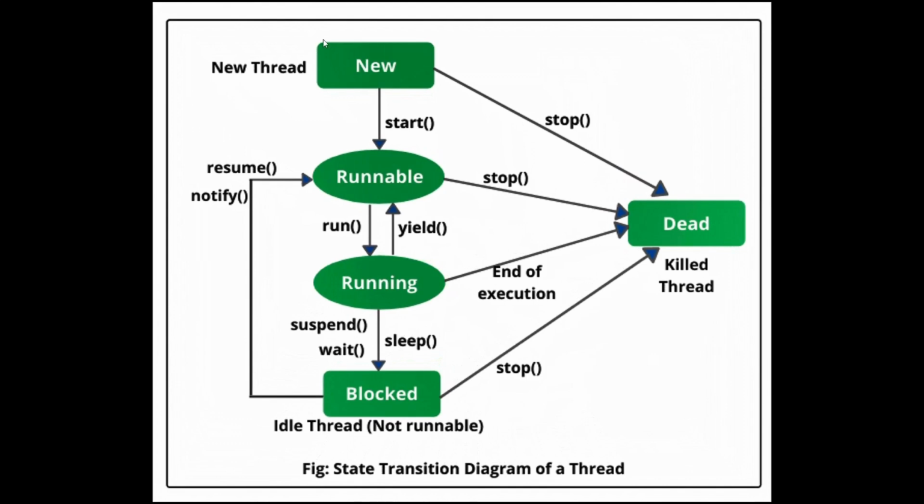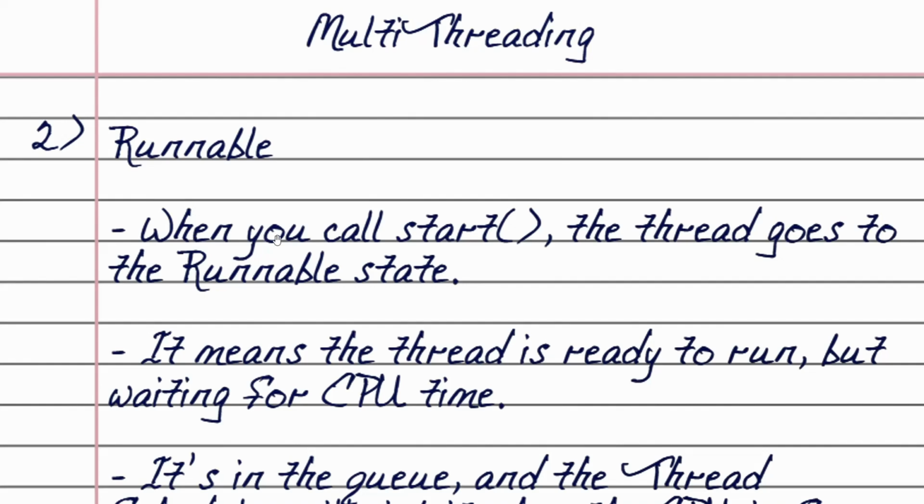As you see in the diagram, as we create a thread, we can use the start method to start the thread, and the thread goes to the runnable state. Okay, now let's understand the runnable state. When you call the start method, the thread goes to the runnable state.